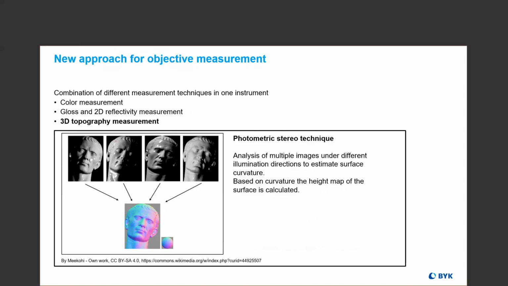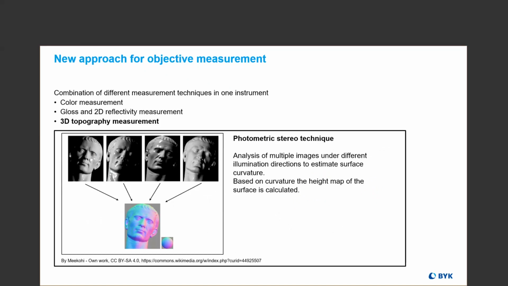Okay, so we have color, we have gloss, we have 2D reflectivity. And to round out this set of measurements, we have also the 3D topography measurements. And this is done by taking an image of the surface under 4 different illumination conditions. So the surface is illuminated from 4 different directions, and a picture is taken under each lighting condition. And then based on the curvature revealed by each illumination, a height map is able to be calculated.